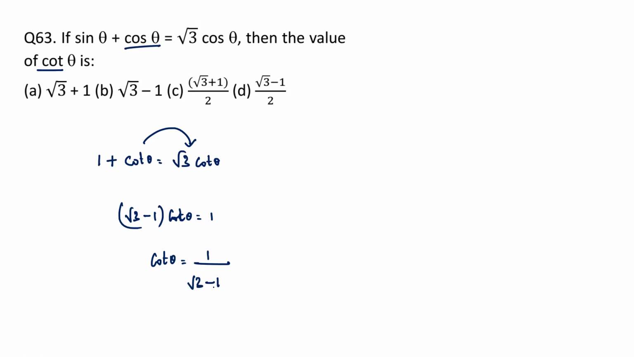So sometimes what they do is they rationalize the denominator and give the answer. So try to rationalize the denominator. Multiply it by root 3 plus 1, root 3 plus 1. In the numerator, you are going to get root 3 plus 1. In the denominator, 3 minus 1, it's going to be 2. So it is root 3 plus 1 by 2.